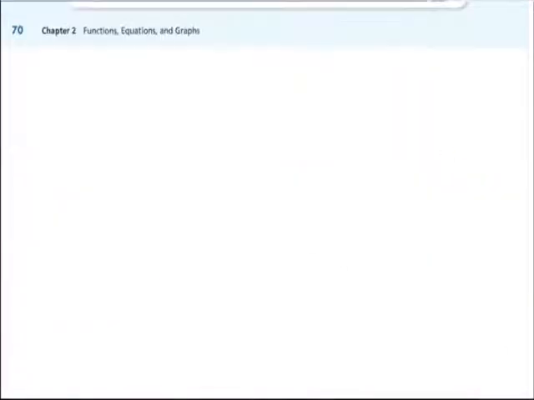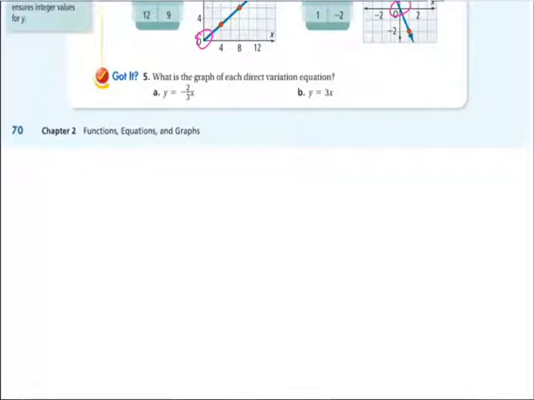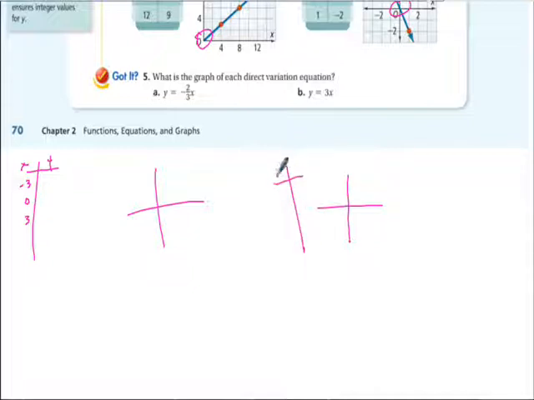So what would the graph of these two look like? Give yourself a sketch. It doesn't have to be perfect. I'll make mine nice and imperfect so we can be the same. Y equals negative 2/3 x. If you want to give yourself a t-chart, x and y, and pick some numbers, I'll pick -3, 0, and 3. I picked those on purpose because I'm trying to make it easy on myself. Over here, x and y, I'll just pick -1, 0, and 1.